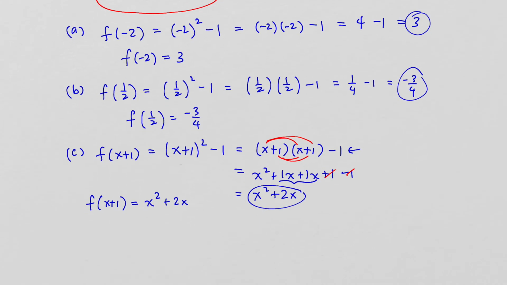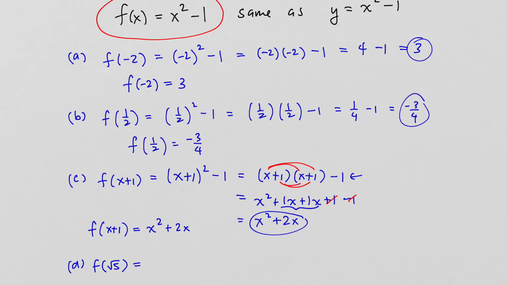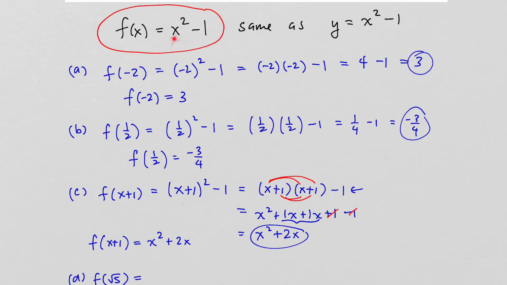All right, the next one we have on the list, I know it's off screen here, but it was f of the square root of 5. So again, just go back to your original definition of the function, which is right here. F of the square root of 5 is going to equal the square root of 5 squared minus 1.